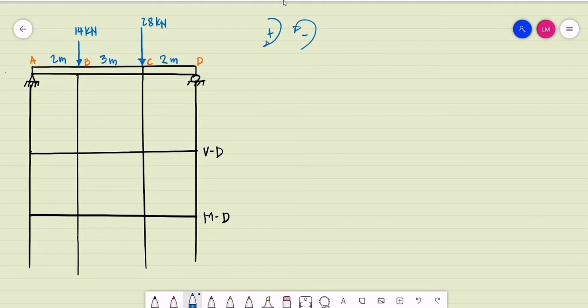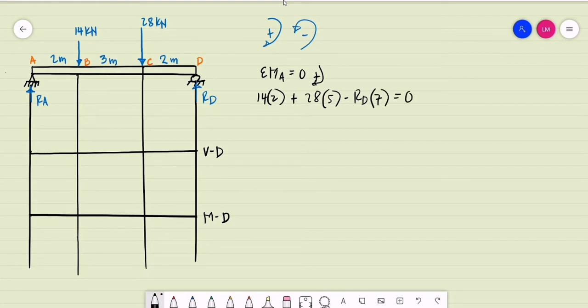First, we are to determine the support reactions. Let's say this is the support reaction at A, assumed to be upward. The same with the reaction at D, also upward. So we may do a summation of moments. Summation of moments at A equal to 0, assuming clockwise moments to be positive. So we have the 14 kilonewtons, 2 meters from point A, plus the 28 kilonewtons multiplied by 5 meters, minus the reaction at D times the span of the beam, which is 7 meters, equal to 0.